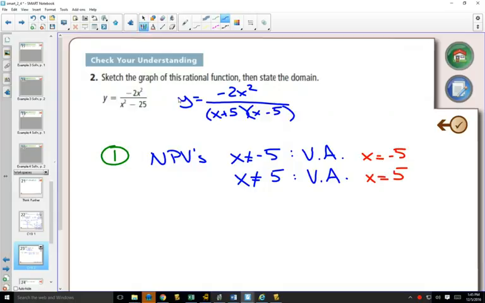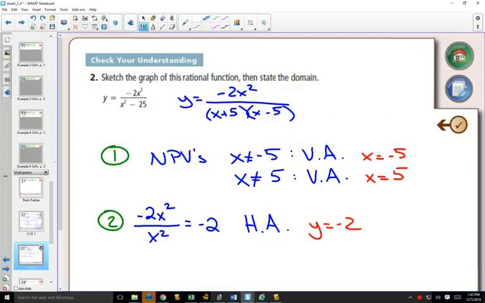Okay. Number 2. Do we have any horizontal asymptotes? Since nothing simplifies, we go back to our original equation. The highest degree is a degree of 2. We have negative 2x squared on the top of our equation. We have 1x squared on the bottom of our equation. What does this simplify to? Negative 2. That means we have a horizontal asymptote at y equals negative 2.